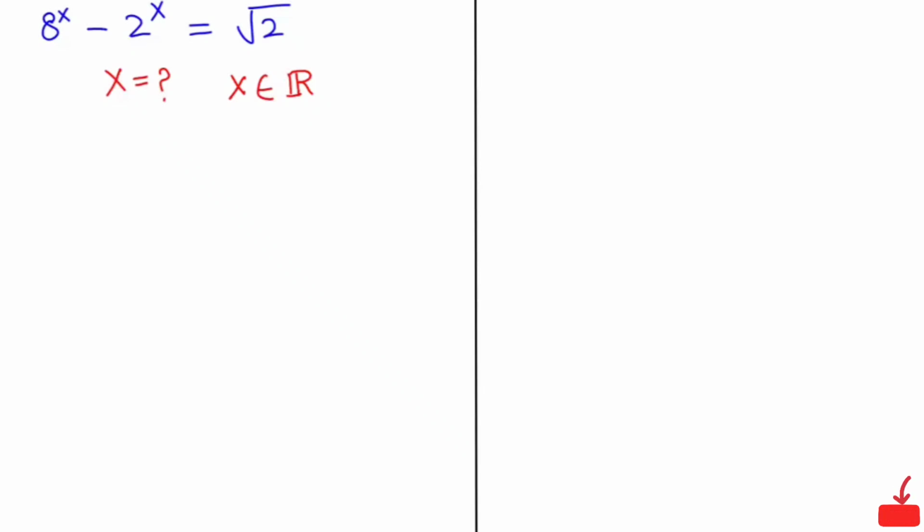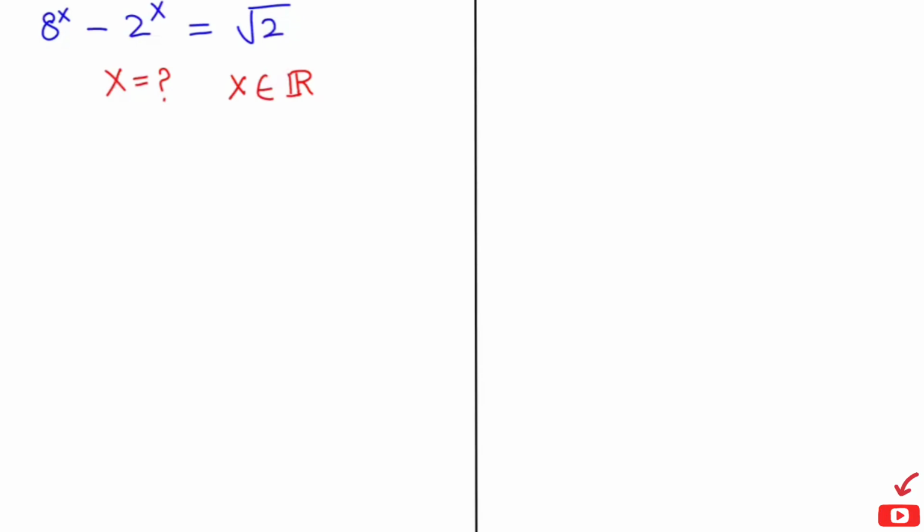Hi everyone, in this video I'm going to solve a nice exponential problem. 8 to the power of x minus 2 to the power of x is equal to root 2. Here we are going to find the value of x, where x belongs to the real numbers. So let's start our solution.